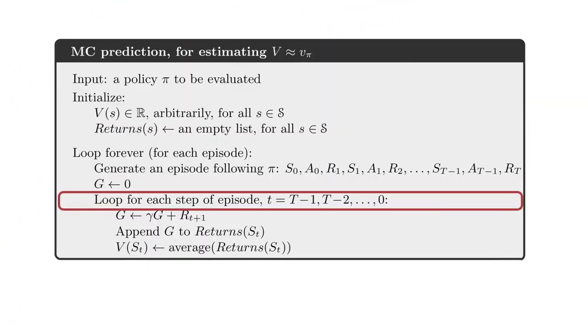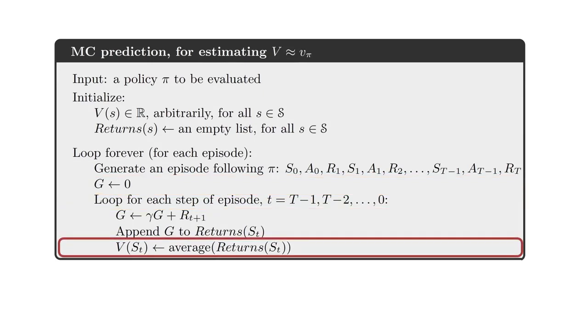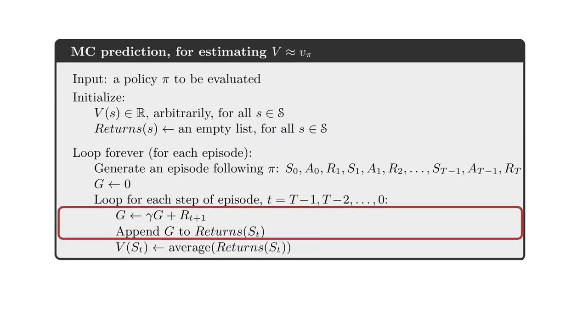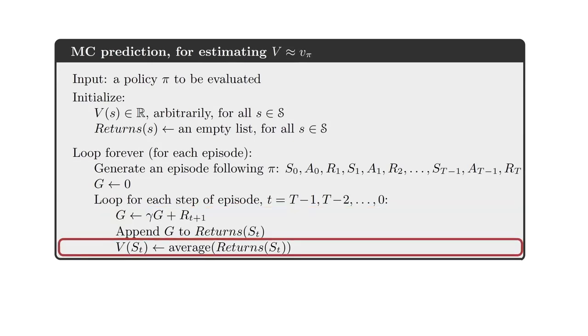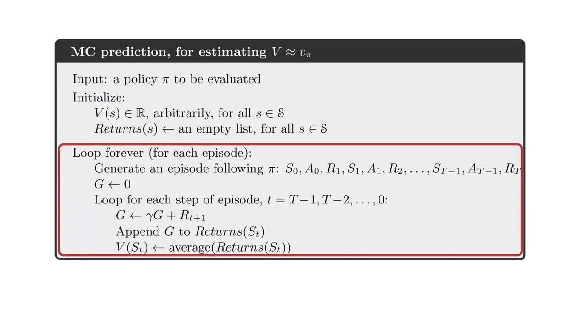By working backwards from the terminal time step, we can efficiently compute the returns for each state encountered during the episode. The first return is just the last reward, so we add the last reward to the list of returns for S_{T-1}. Then, we set the value of S_{T-1} to be the average of Returns(S_{T-1}). On the previous time step T-2, we calculate the return as before, then add it to the list of returns for S_{T-2}. Finally, we update the value of S_{T-2}. If we continue this loop until the end, we'll have updated the values for all the states visited in the current episode. Then we can repeat the whole process over many episodes and eventually learn a good estimate for the value function.